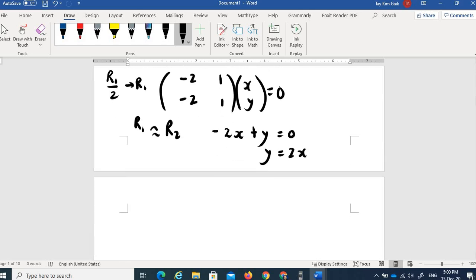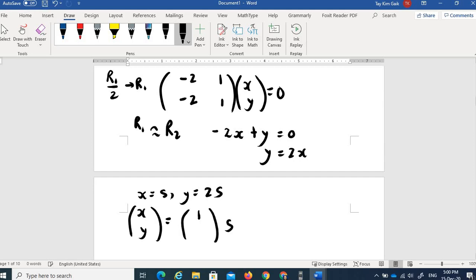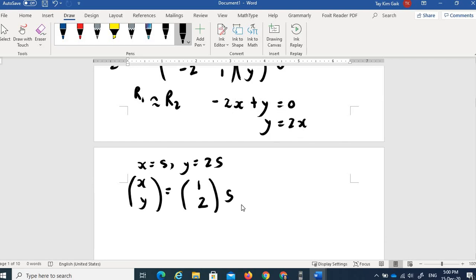In this case, y equal to 2x, we let the parameter, the variable at the right hand side, equal to s. So x equal to s, so y equal to 2s. So the vector xy: x is 1 times s, put s outside, y is 2s. Why do we say infinitely many solutions? Because s can be any value. We just take one of the solutions where s equal to 1, which is v2, which is (1, 2).